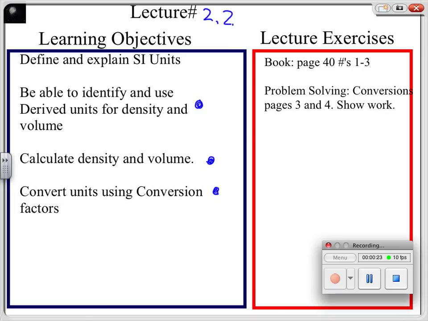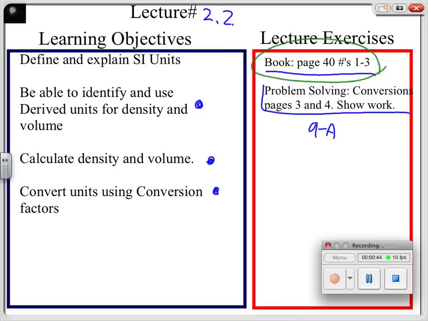These are our goals. Go ahead on your note paper and just write down these exercises. We're going to be doing exercise number 40 in the book, numbers 1 through 3. And in our problem-solving conversions workbook, we're going to be doing pages 3 and 4. This is assignment 9A, if you're looking for the number. Let's go ahead and write that down. We'll move on in just a moment.